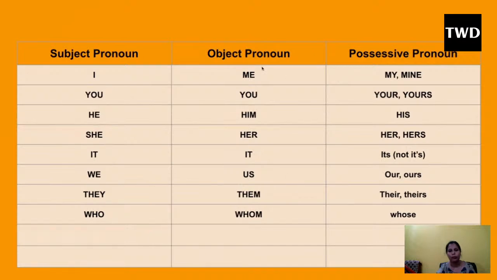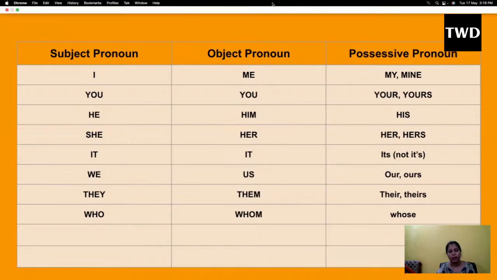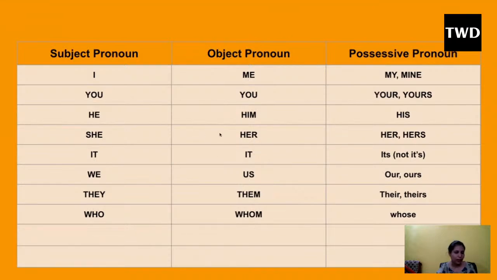All these are object pronouns and will come at the last of the sentence. Please give that book to me. This book belongs to him, give it to her. Yes, in this way all these pronouns will come at the end of the sentence.